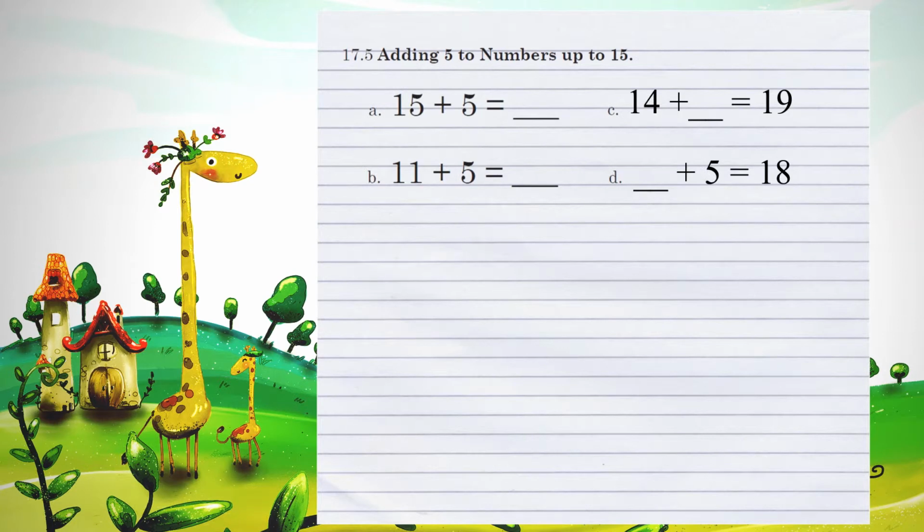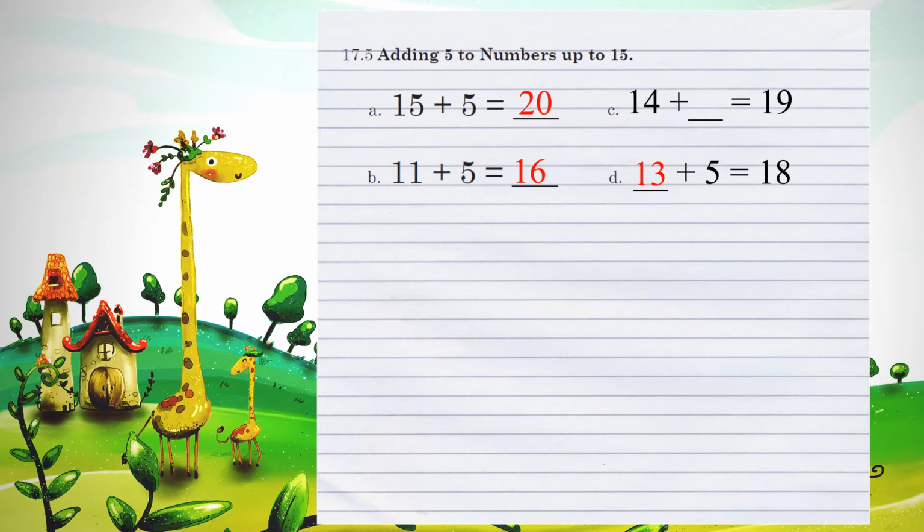Unit 17.5, adding 5 to numbers up to 15. Let's look at example A. 15 plus 5. If we look at combining our two ones positions, 5 plus 5 is 10. So therefore, we have a 0 in the ones position, and we are carrying that 1 over into the tens position. So now when we add the tens positions together, we have 1 plus 1, which is 2.